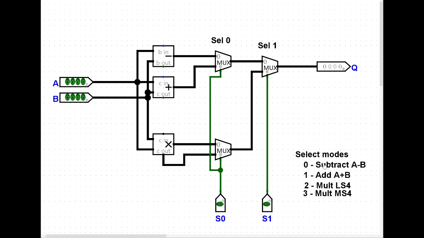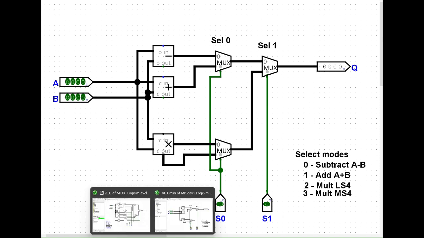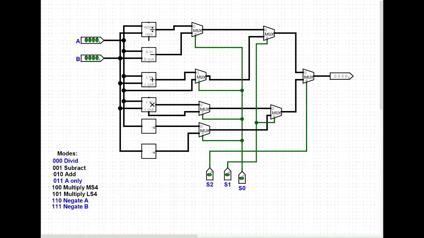So I added onto these. So we have subtract, add, and multiply by LS4 and multiply by MS4. So least and most significant. And then here's the one that I have constructed.